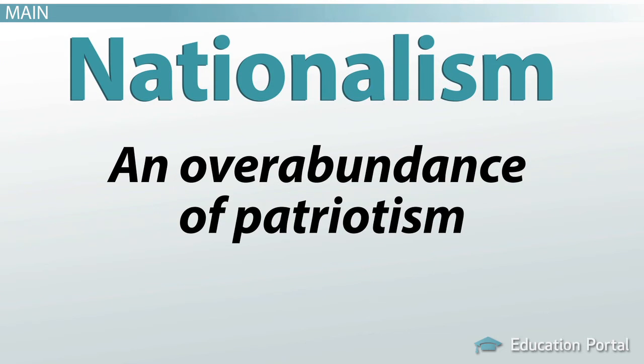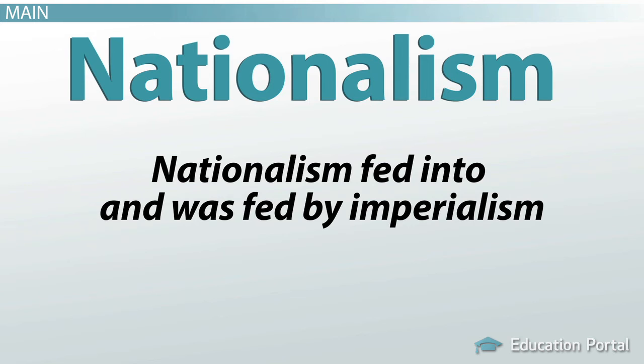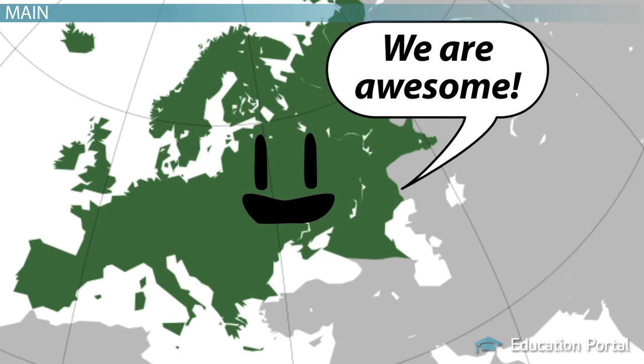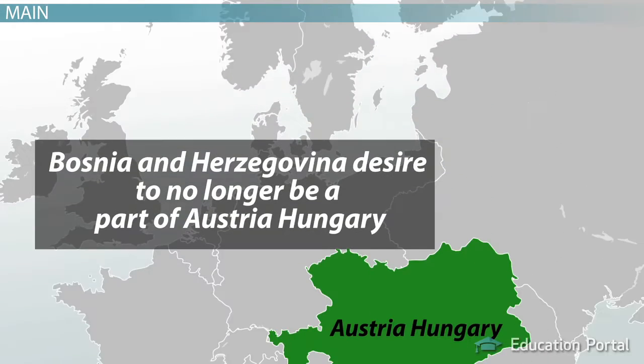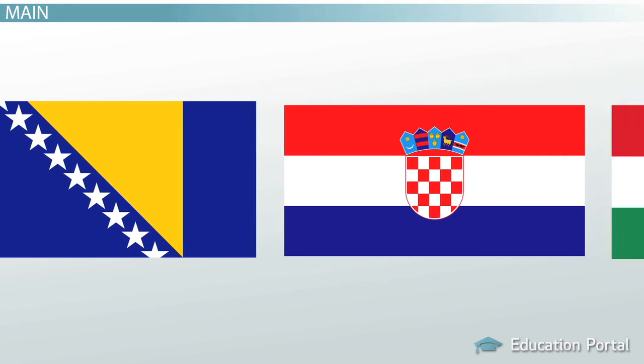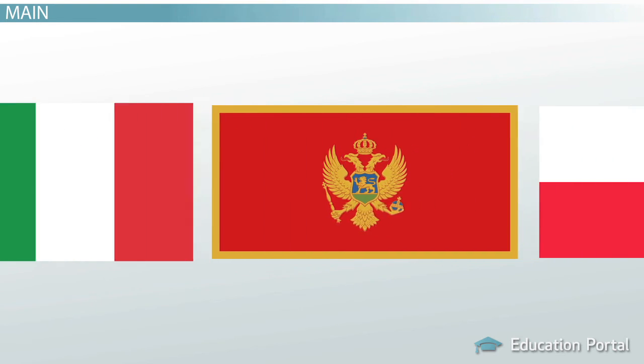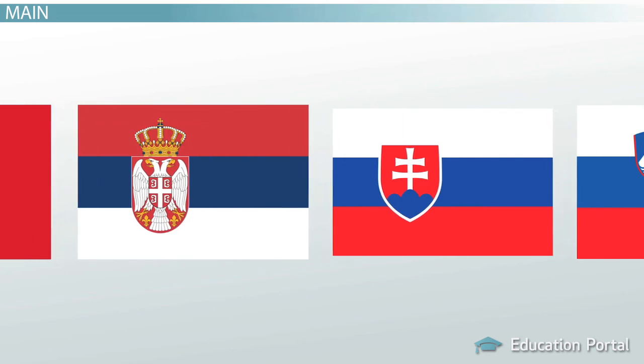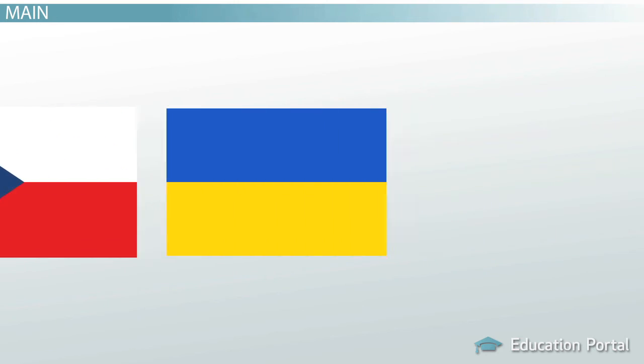Next, nationalism. Nationalism is basically an overabundance of patriotism, and nationalism was a big part of the buildup to the war. On the one hand, nationalism fed into and was fed by imperialism. All of the nations of Europe wanted to show how awesome they were. More directly, the Slavic people in Bosnia and Herzegovina desired to no longer be a part of Austria-Hungary. The Austro-Hungarian Empire was a huge group made up of many different ethnic and language groups. The nationalistic desires of one of these groups lead to the direct catalyst for the war.